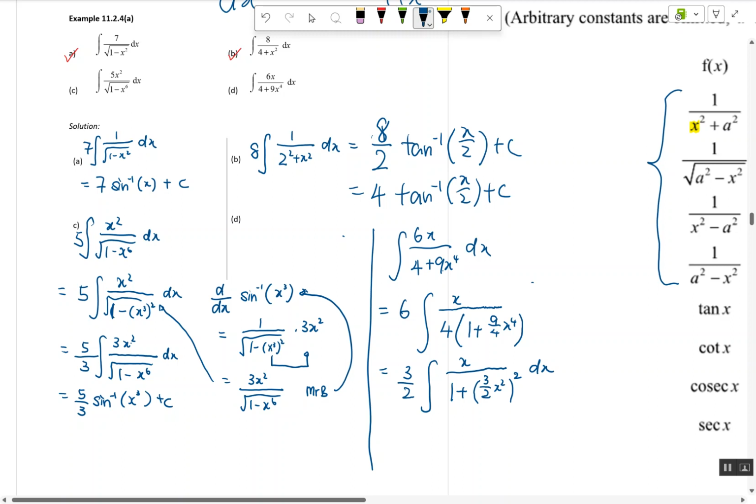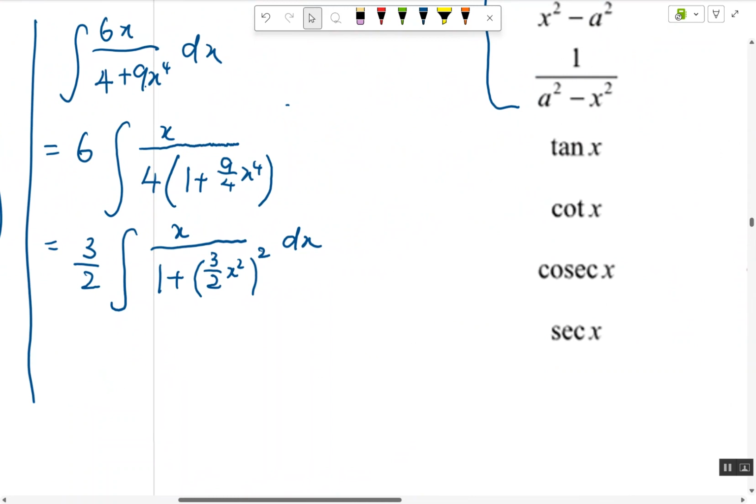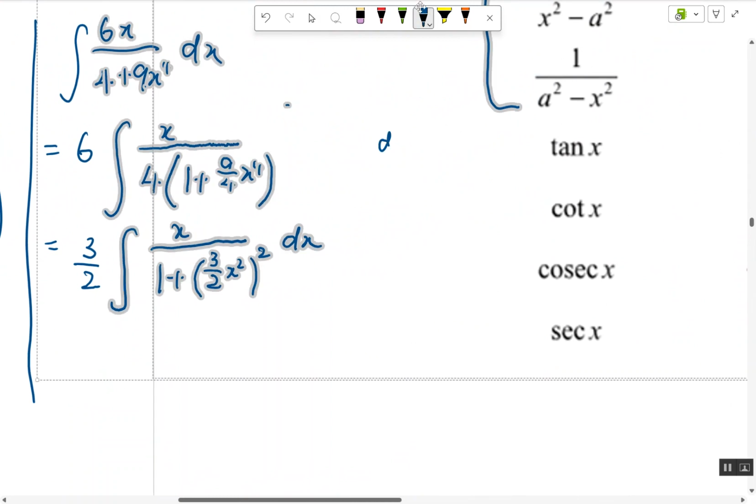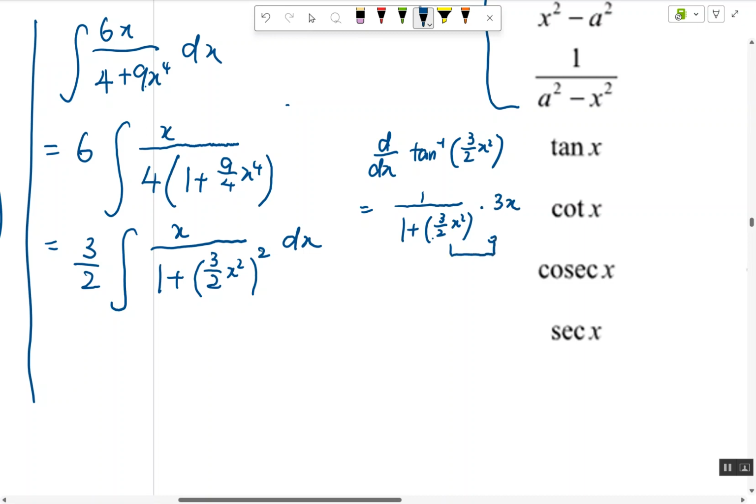Anything that is a 1 plus x something squared at the bottom, think of inverse tangent. So, I'm going to write on my right side here, differentiate inverse tangent. What is my angle? 3 over 2 x squared. What am I going to get? 1 over 1 plus (3 over 2 x squared) squared. Need to multiply by the derivative of the angle. Differentiate this, I'm going to get 3x. That is why I have a 3x on top over 1 plus 9 over 4 x squared. There's a square here, power 4.